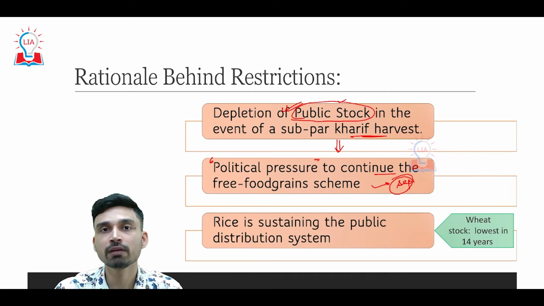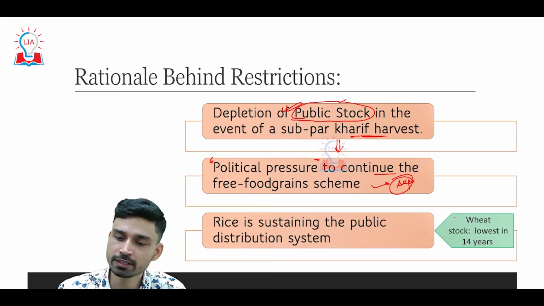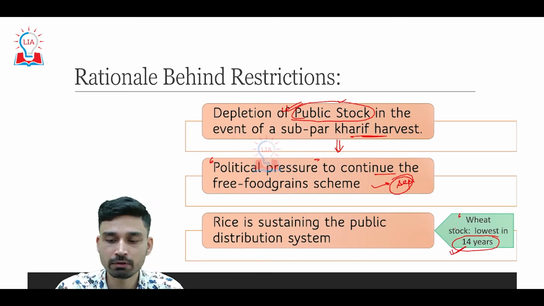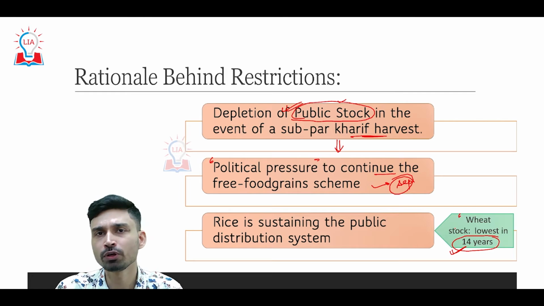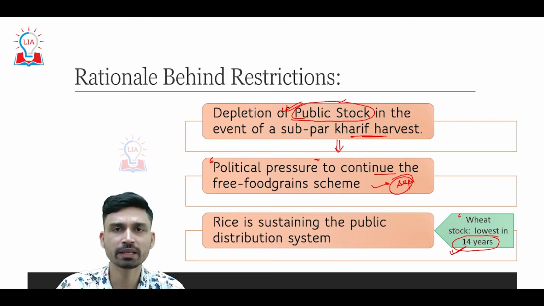Because when there was a normal yield of the wheat and rice both, then the government was dependent on supplying wheat as well as rice under the PDS. Now the wheat stock of India has seen a significant decline, and in this particular year it has reached the lowest level in 14 years, with somewhere around 26 million tons as public stock. Rice, on the other hand, we are in a comfortable zone with about 44 million tons of rice stock in the PDS basket or in public stock.